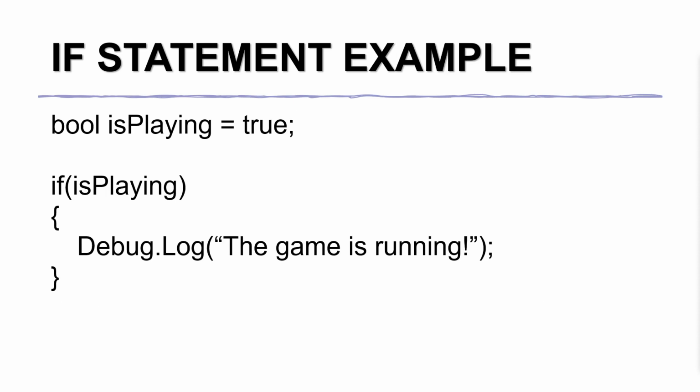As an example, if we have a bool that is set to true, we're going to call that variable isPlaying because we're giving it a name that makes sense for what we're trying to test for. So if isPlaying is true, so if the game is running, we're going to print to the console that the game is running. If, somewhere else in our code, we die, we might have isPlaying set to false. If we run through this if statement again, it will not print the game is running.